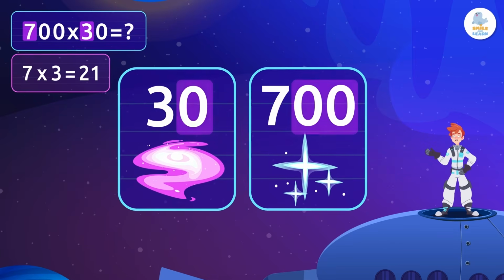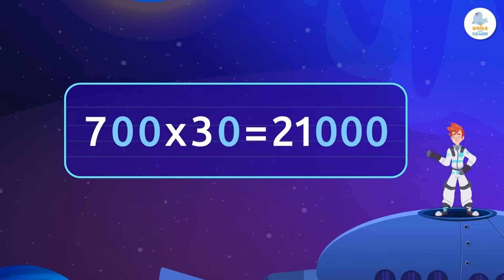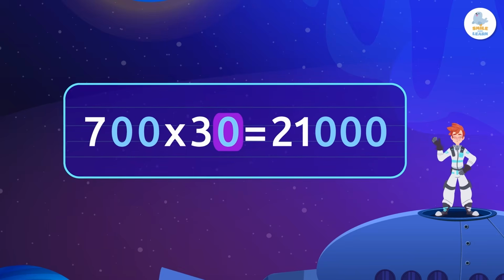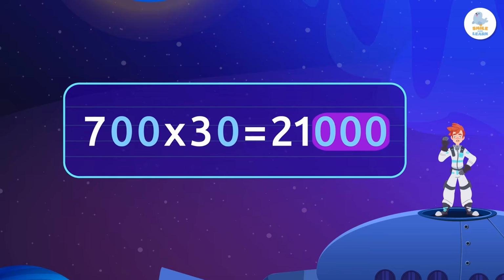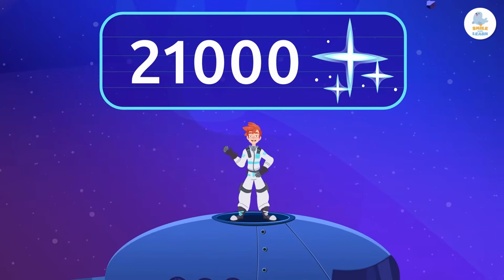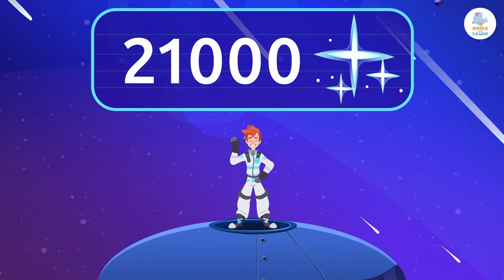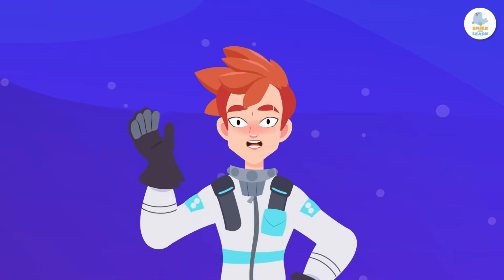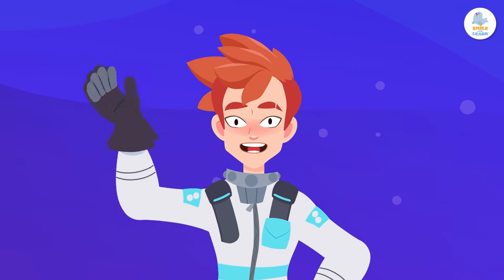Next, we count the zeros from the original numbers that we want to multiply. 700 has 2 zeros and 30 has 1, so there are 3 in total. Lastly, we will add these 3 zeros after the number 21 to get the final answer, 21,000. There are 21,000 stars. Will I have time to visit them all? If you remember these 2 steps, you will be able to solve this type of multiplication problem easily.